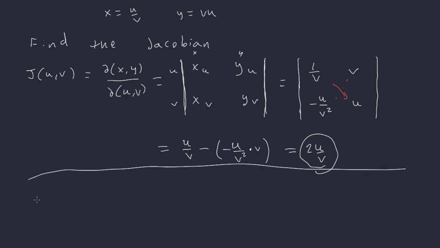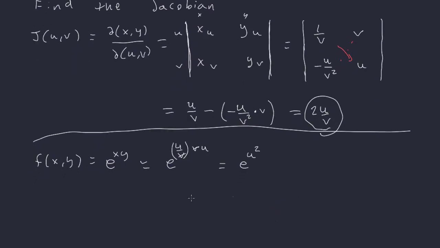Now, we need to find f of a comma b, right? So f of xy is e to the xy. Now we just plug in the x, which is uv, so this will be e to the u over v, times y, which was v times u. Okay, so the v's cancel, and this comes out to be e to the u squared. All right, so now I think we actually have everything that we need to finish this off.